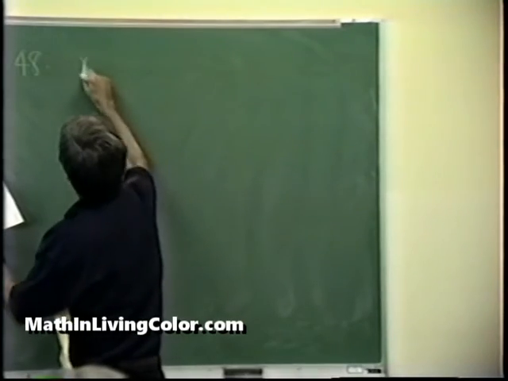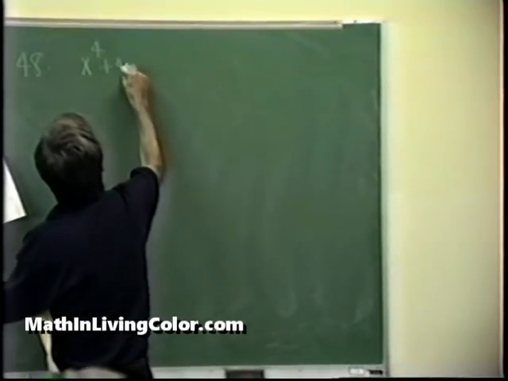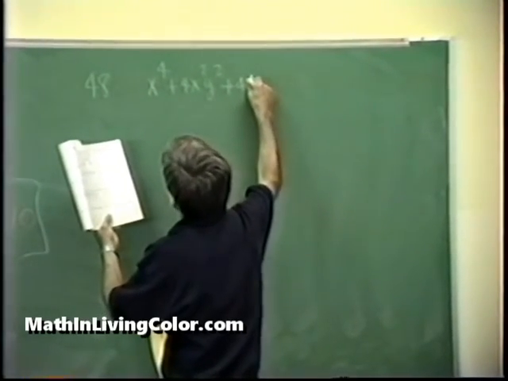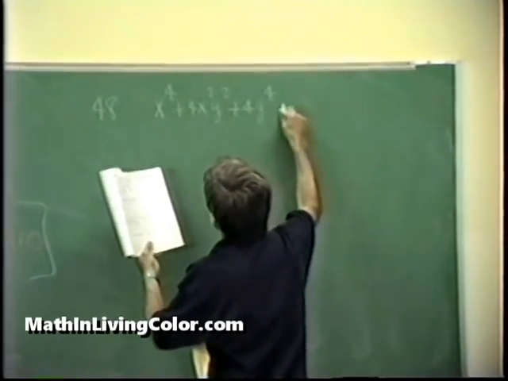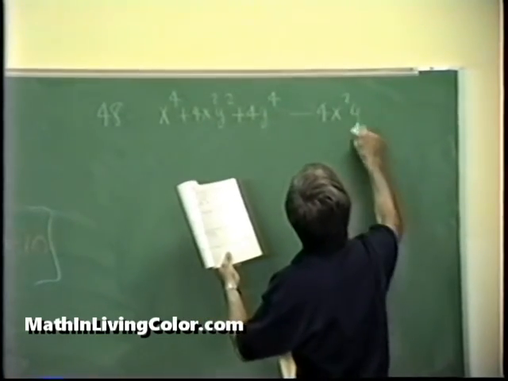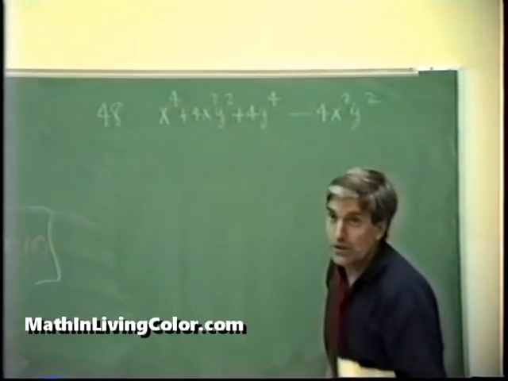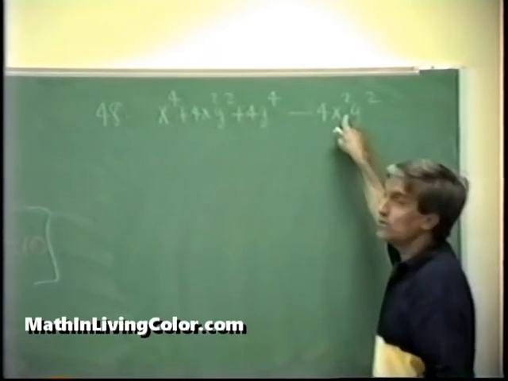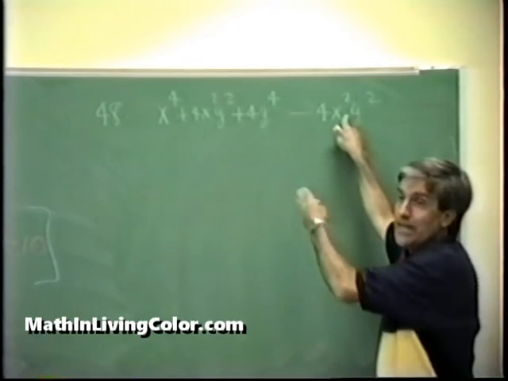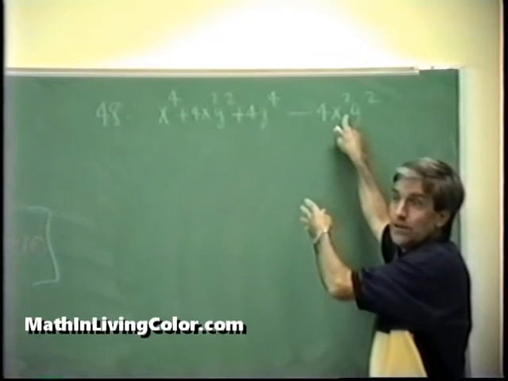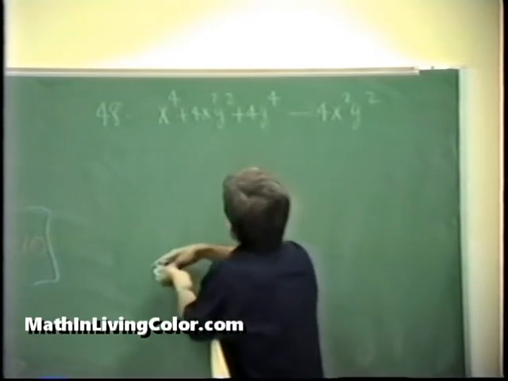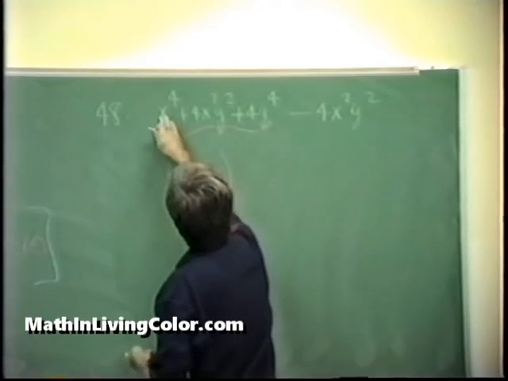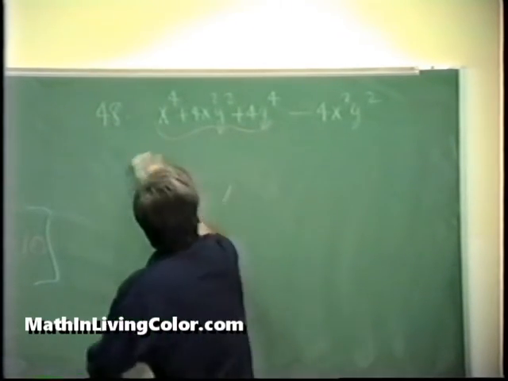X to the 4th plus 4x squared y squared plus 4y to the 4th minus 4x squared y squared. Now, problem here. The problem is that you might subtract these out. And if you did, it wouldn't factor, would it? But if you leave it like it is, group these 3 together, and call that a quantity, what would you have to have here? Let's do another step here.